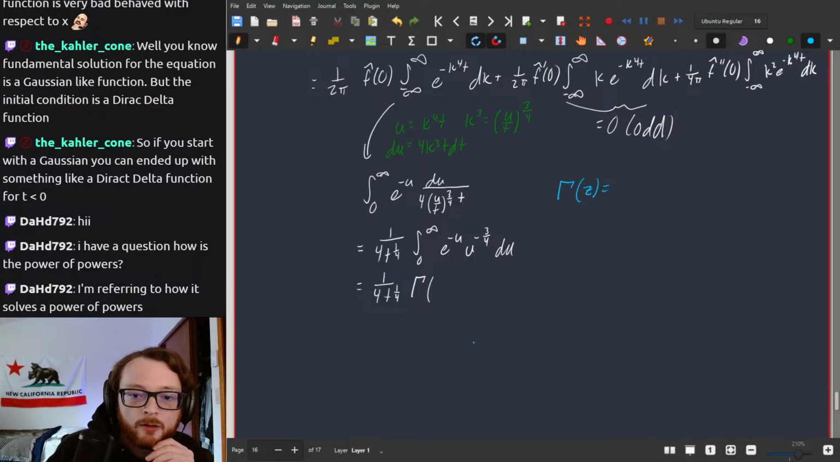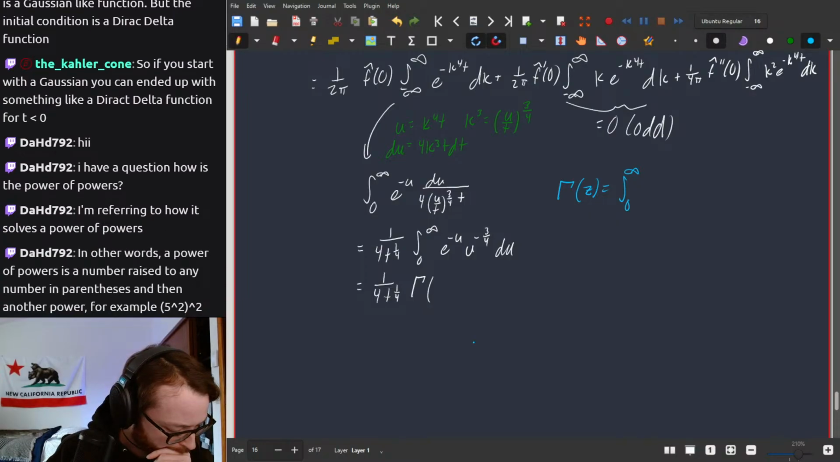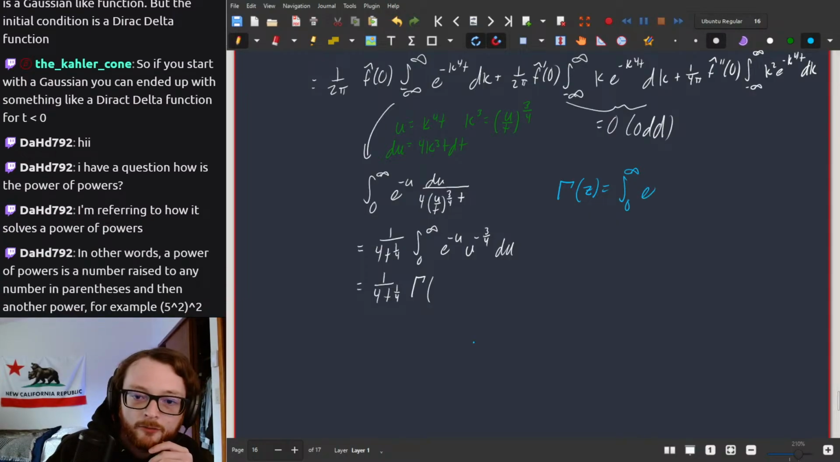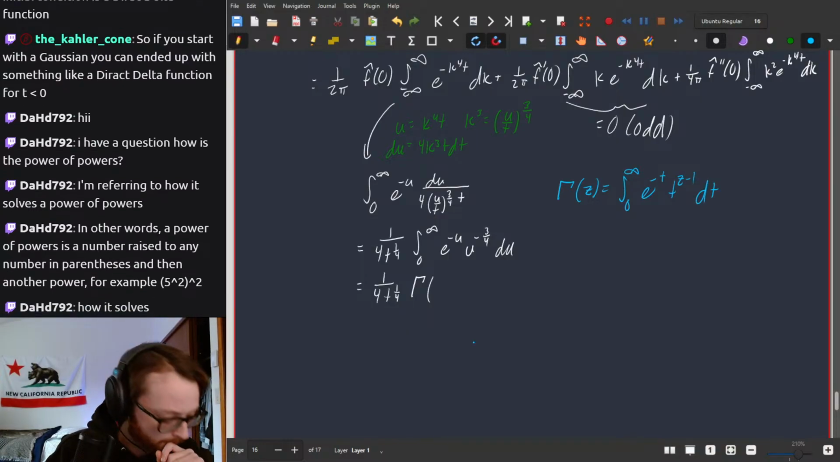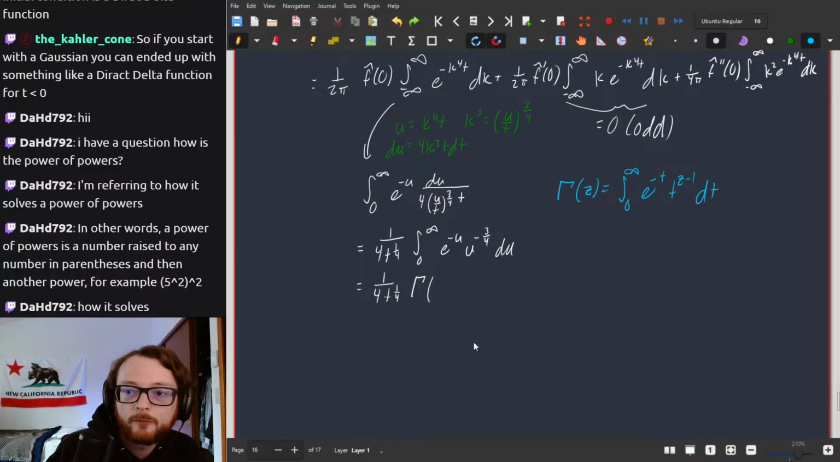Gamma of z is the integral from 0 to infinity of e to the minus t, t to the z minus 1 dt. So if this is a minus 3/4, that means z must be positive 1/4.